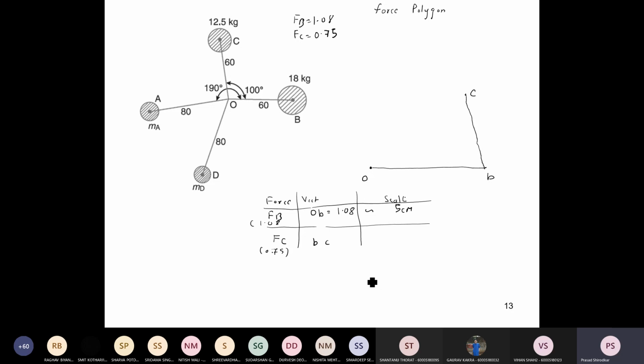OB is parallel to OB from the angular position, and BC is parallel to OC. Again, you have to convert it into a suitable scale. It will come slightly less than 5 centimeters. Right. And draw the arrows since they are all vectors.